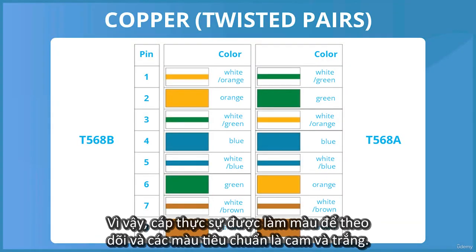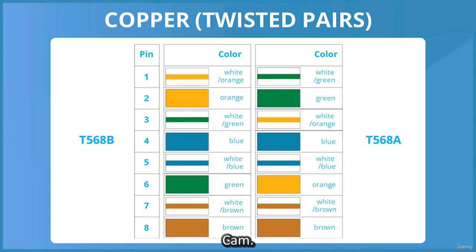So cables are actually colored for tracking purposes, and the standard colors are orange and white, orange, green, white, green, blue, white, blue, brown, white, brown.